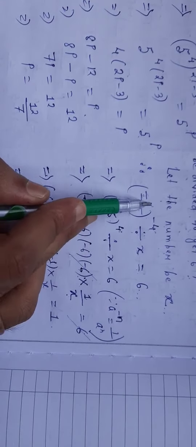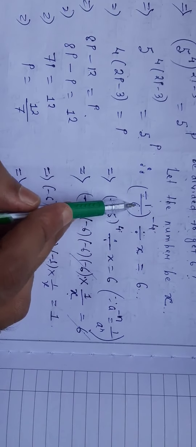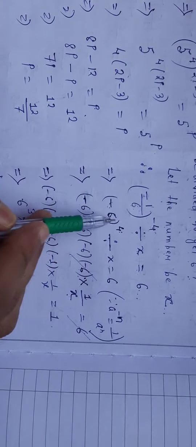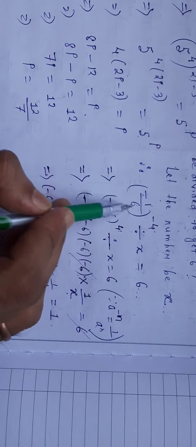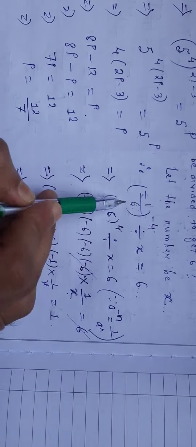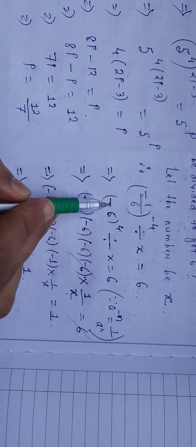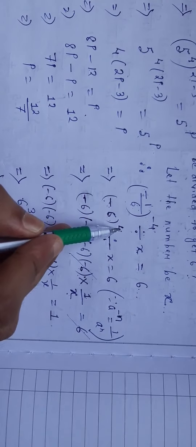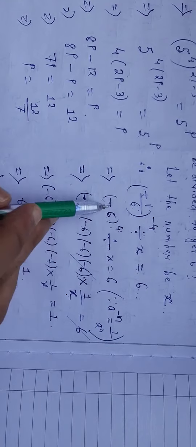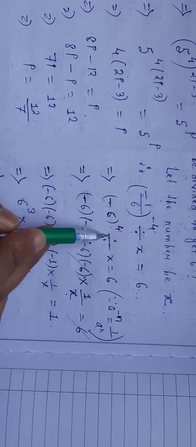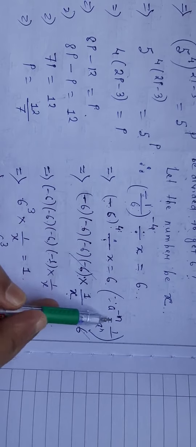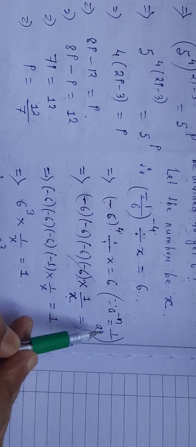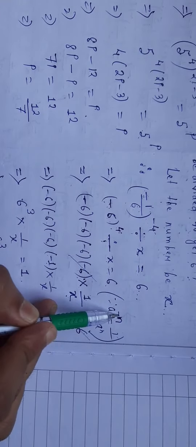Next, 1 by 6 can be considered as a. So it is a to the power minus n. And a to the power minus n, we know it is 1 by a to the power n. So this number will become reciprocal. So the reciprocal of 1 by 6 is 6. Irrespective of the sign, it will remain the same, 6, and this negative exponent will be converted into positive exponent. So it is minus 6 to the power 4 divided by x equal to 6. Reasoning is mentioned here. A to the power minus n equal to 1 by a to the power n. Other way also you can take it, 1 by a to the power n equal to a to the power minus n.